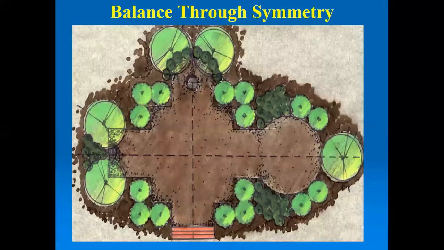Balance through symmetry: a symmetrical layout where a line can be drawn through the center, and each side is essentially the same. In this plan, the axis of symmetry runs in two directions. Going from right to left, it's symmetrical, and going up and down, it's also symmetrical. So there are two axes of symmetry there.